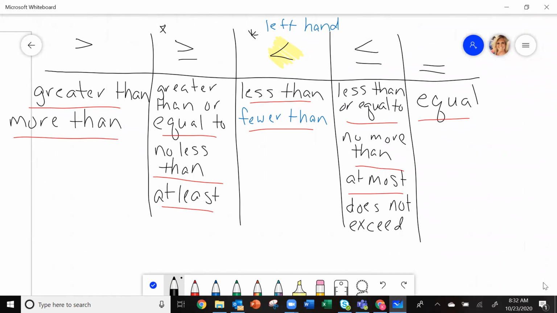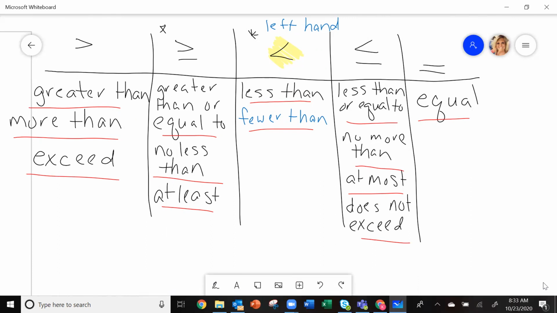Now this one's kind of tricky because the other one you could have is exceeds. If you exceed the speed limit, what are you doing? If you exceed the speed limit, you are going over the speed limit. So when you exceed, it is greater than, not equal to, just greater than, because you're going over the speed limit.